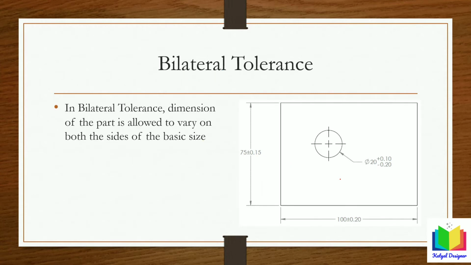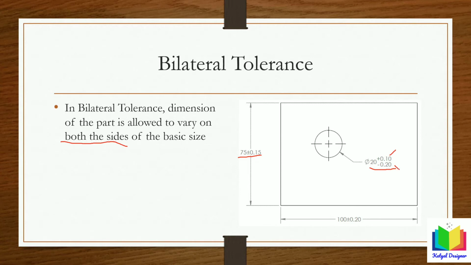Similarly, we have bilateral tolerances. In this we can specify the tolerance on both sides. Here we can see we can specify 75 plus minus 0.15. We can display tolerances using two options. We can write 75 plus minus 0.15, and we can also display it like this: I specify the value 20, this is the base dimension, and then the upper limit and lower limit.